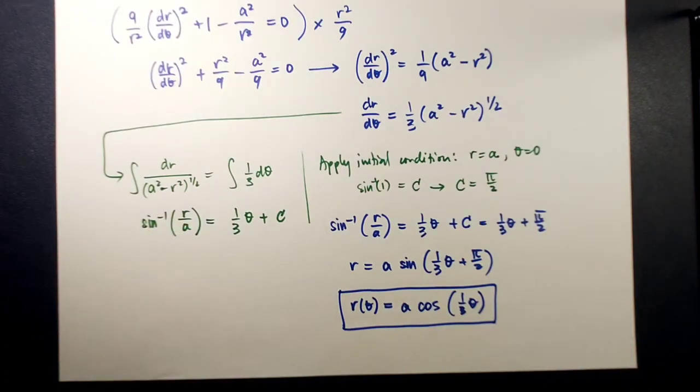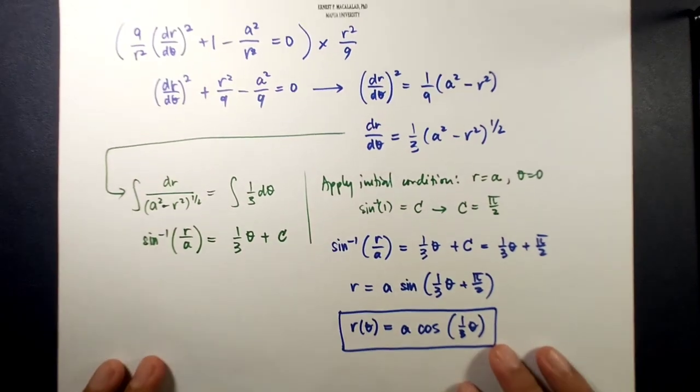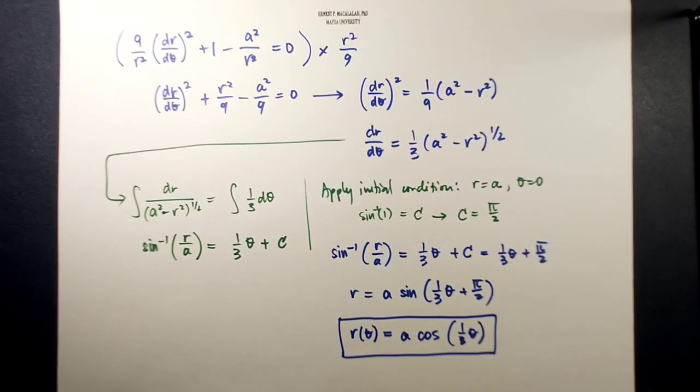Okay, so that ends our solution to problem 6.14 letter A. So in the next video, we're going to answer 6.14 letters B and C.